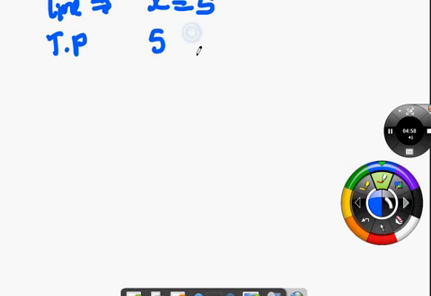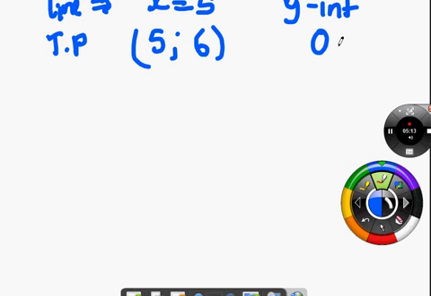Remember, we have got our line of symmetry. Our line of symmetry from what we worked out was x is equal to 5. Our turning point was (5, 6), and our y-intercept (0, 81), if I remember correctly. Yes. So now we need to just sketch this graph.